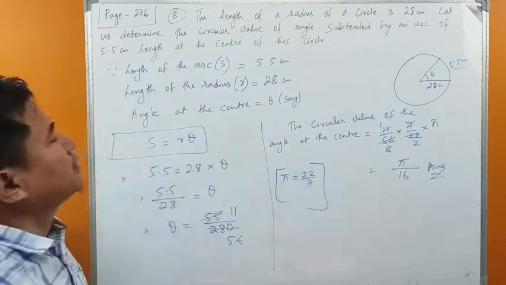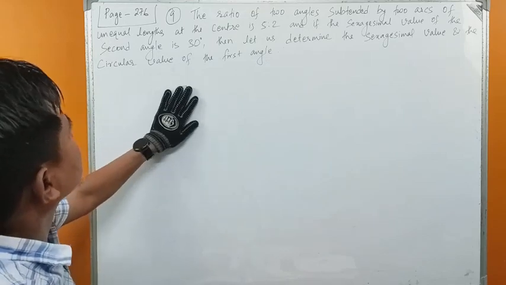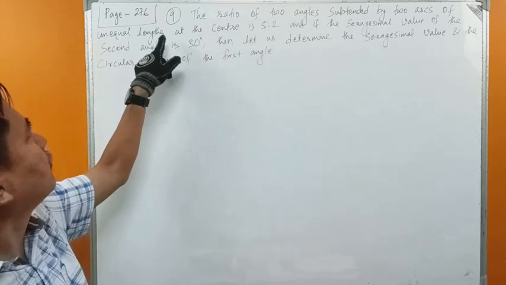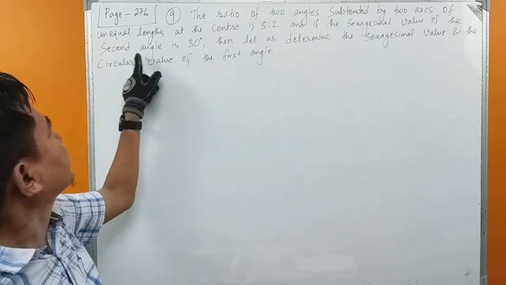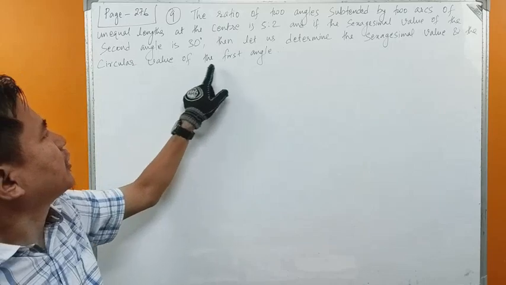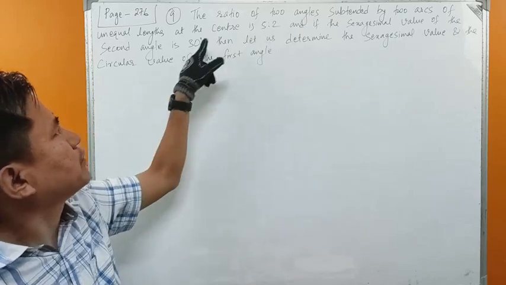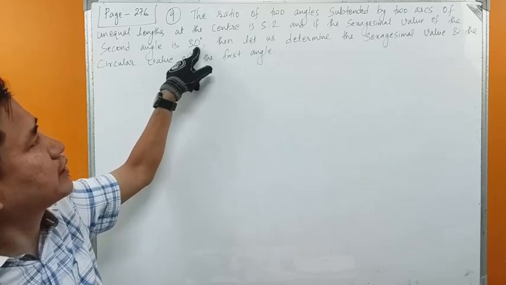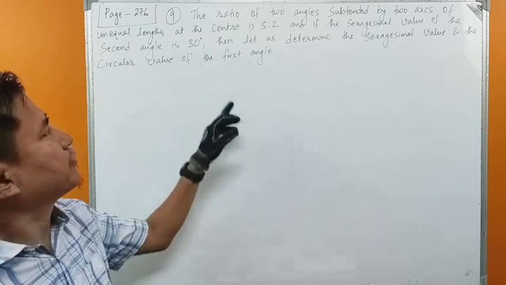Now let us do question number 9, from chapter 20, page number 276. The ratio of two angles subtended by two arcs of unequal lengths at the center is 5:2. And if the sexagesimal value of the second angle is 30 degrees, then let us determine the sexagesimal value and the circular value of the first angle. The ratio of the two angles is 5:2, and the sexagesimal measurement of the second angle is 30 degrees. We are asked to find the sexagesimal and circular value of the first angle.